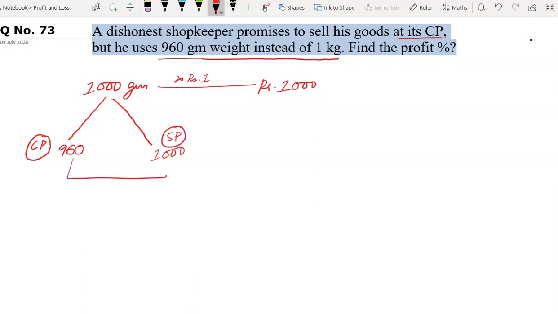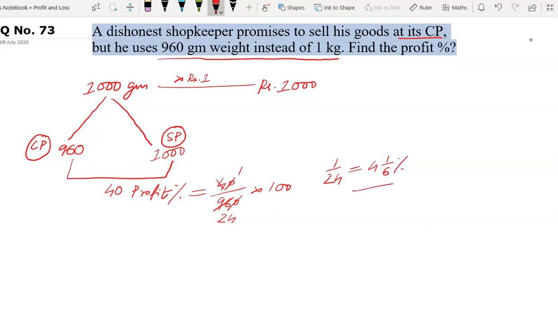Now if we need to find the profit, we will take the difference. 1000 minus 960 is 40. So this is the profit. And if we need to find the profit percent, profit upon CP, profit is 40, CP is 960, into 100. 1 by 24 is the fraction, and 1 by 24 is the base unit. We know that 1 by 24 is 4 1 by 6%. So this is our answer.